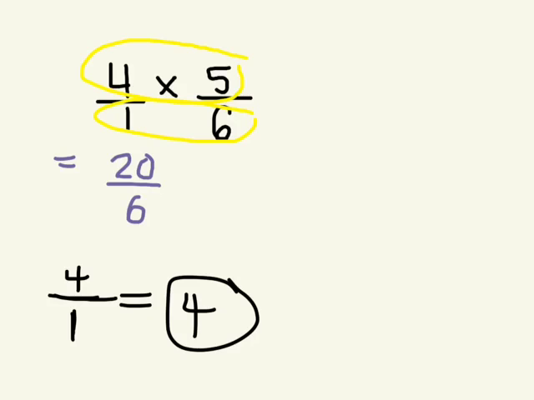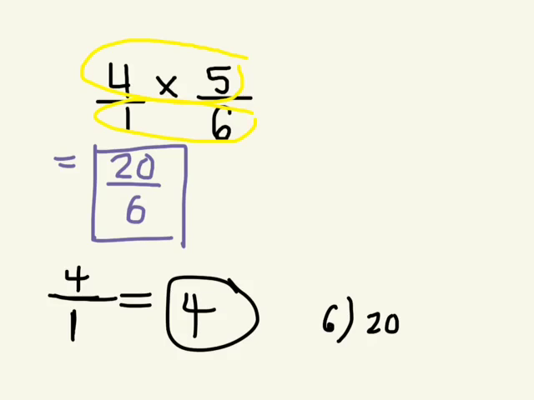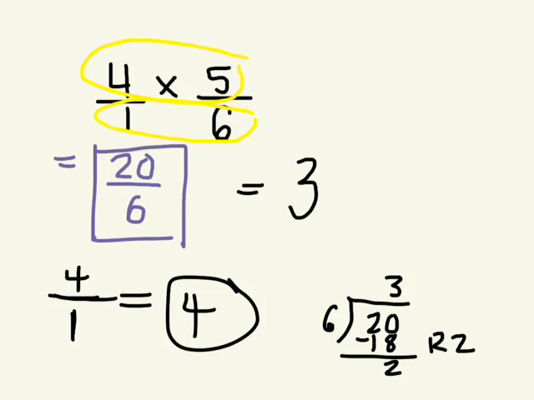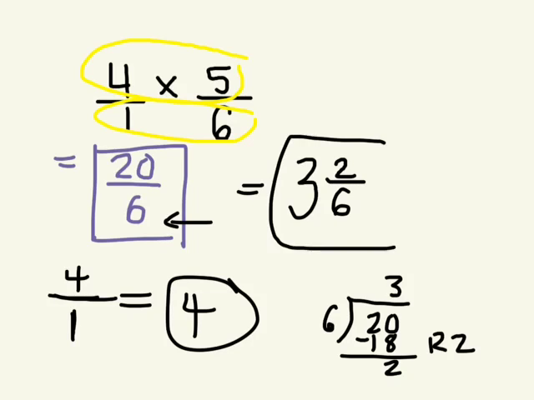Okay, well, before our answer was 3 and 2/6. So right now this is an improper fraction. Let's put this into a mixed number to see if we get the same answer. Okay, so how many times does 6 go into 20? 3 times. 3 times 6 is 18. How many left over? 2. Good. So we have 3 wholes and remainder 2. That means I have 2 out of 6. We got the same answer.